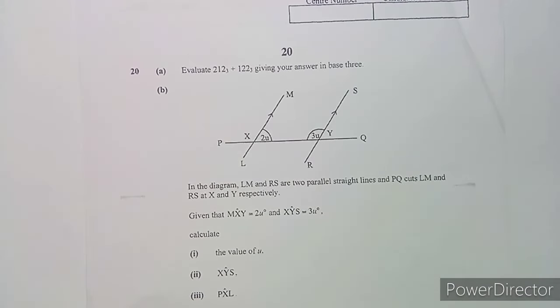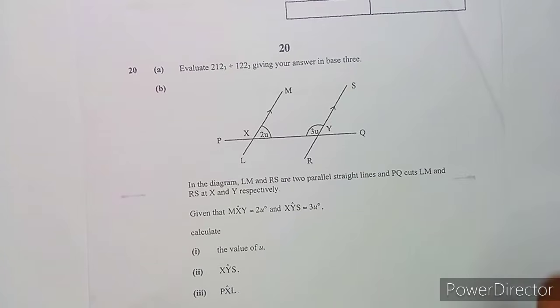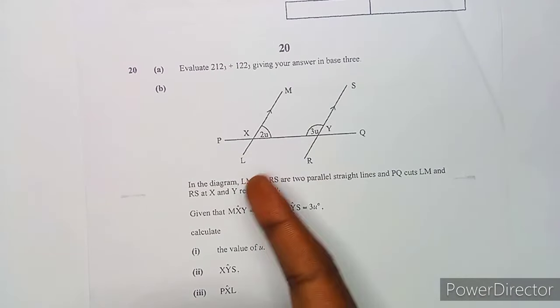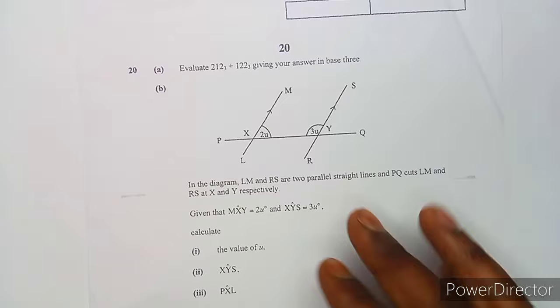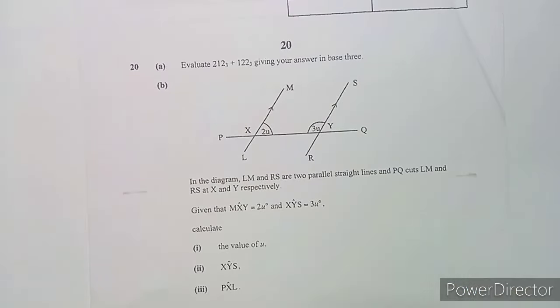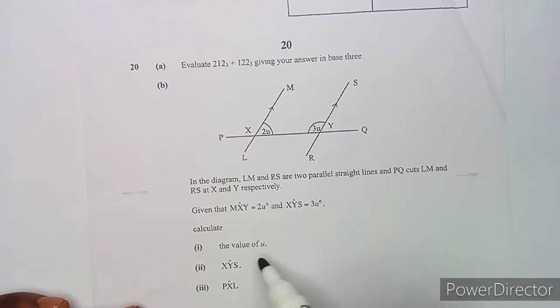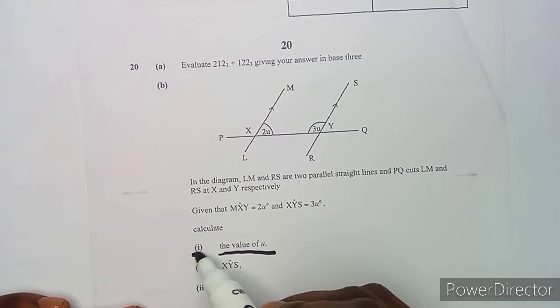And on B, we are given a pair of parallel lines that we can see here, the line LM and the line RS, and you're given these in terms of u and so forth. So as you know, guys, from your concept of parallel lines, you were asked to calculate the value of u. That's the first thing, to calculate the value of u from this.